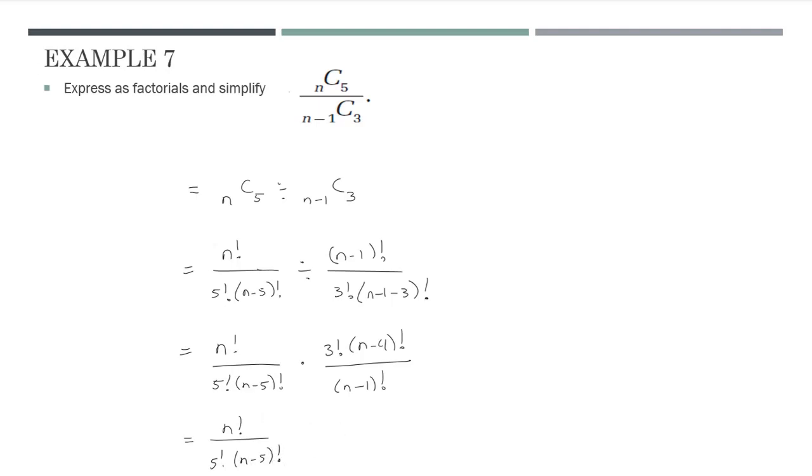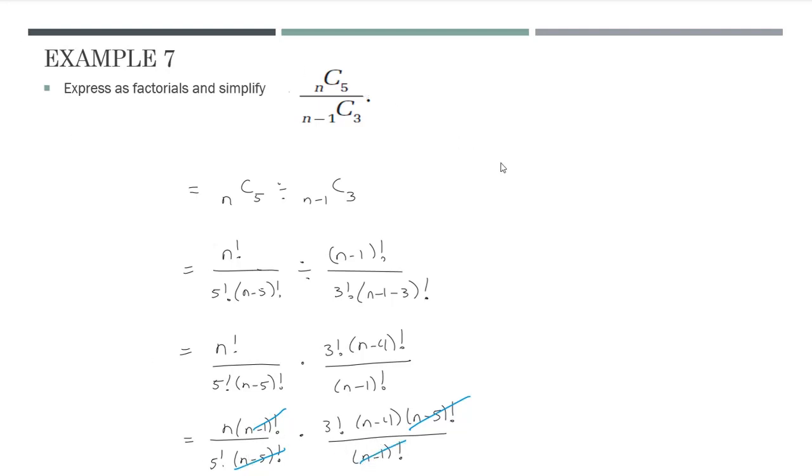Sorry, I have to change this numerator so that it becomes n minus 1 factorial. There we go. And then 3 factorial. And here we're going to have n minus 4, and then we'll subtract 1 to make it n minus 5 factorial, all over n minus 1 factorial. So that simplifies quite a bit, because now n minus 5 factorial cancels out n minus 5 factorial. N minus 1 factorial cancels out with n minus 1 factorial.